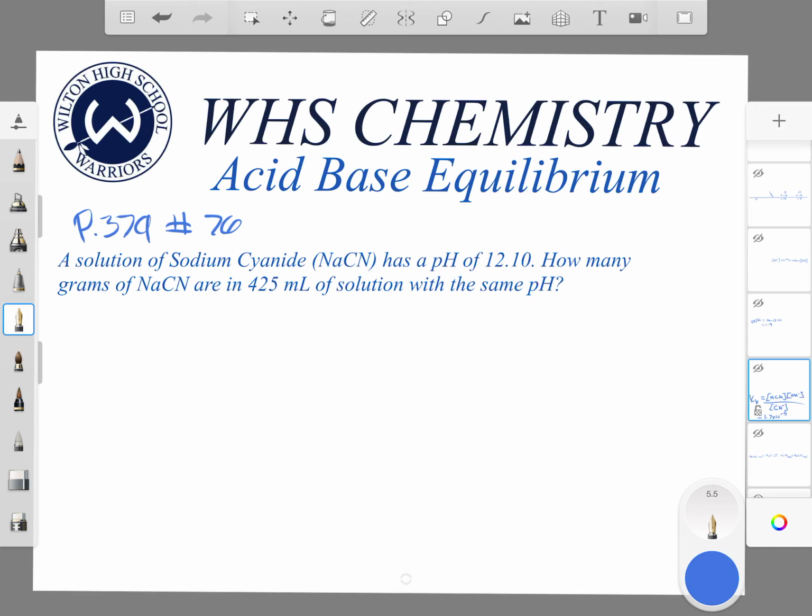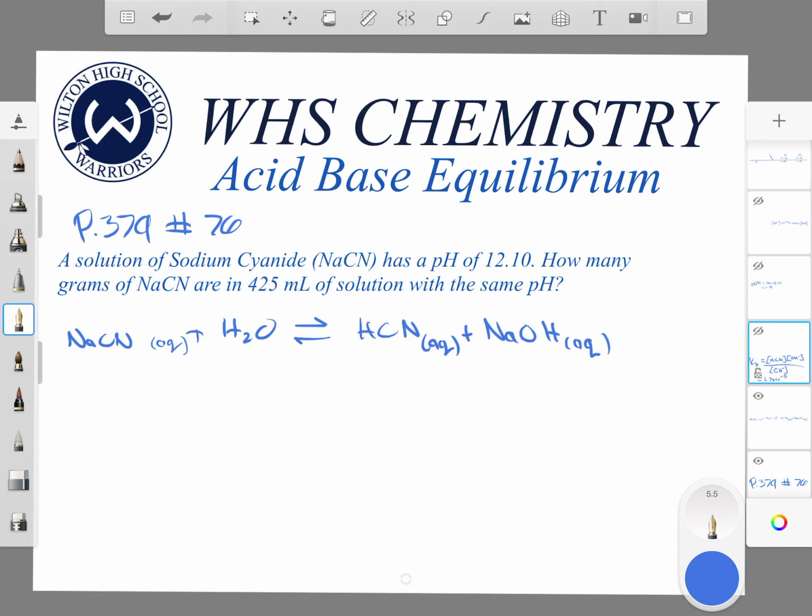All right, for this problem, we first want to start off by writing out the balanced equation for the reaction. The reaction reads as follows: NaCN aqueous plus H2O yields HCN aqueous plus NaOH aqueous. It's a pretty simple reaction. All the ratios between the compounds are 1 to 1. So now we can move on to the next part.